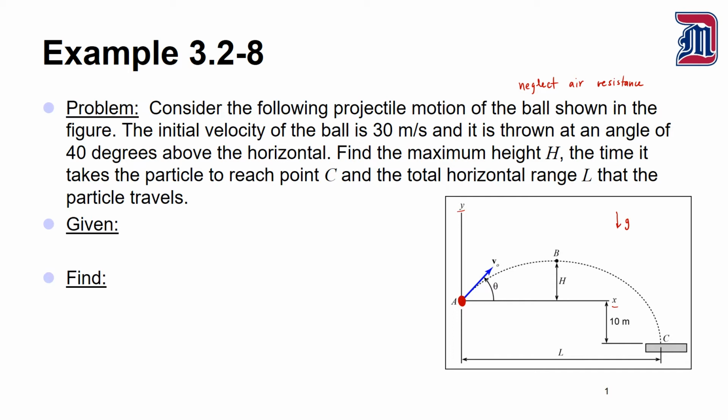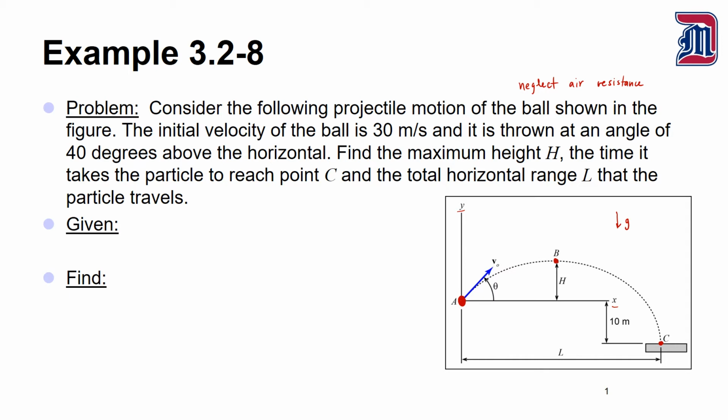Looking at this, it's a standard projectile motion problem. We start at point A. It's defined the apex to be point B, and then the final location of the particle's trajectory is point C. Something interesting to note is that the particle ends up 10 meters below the height at which it was launched from.